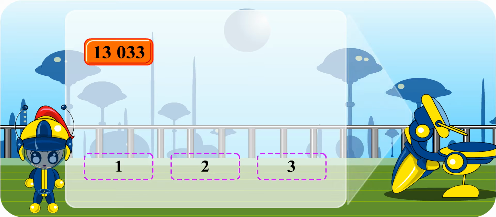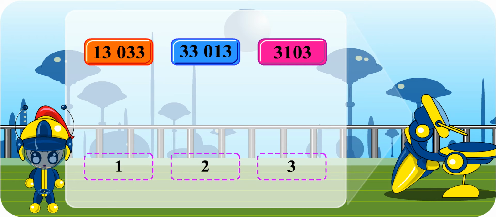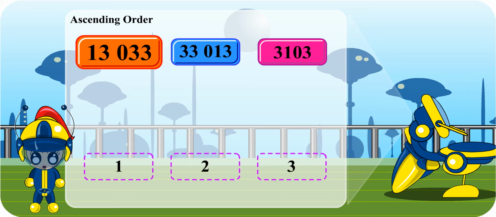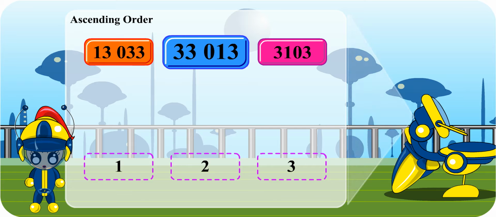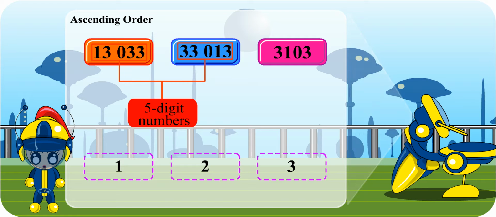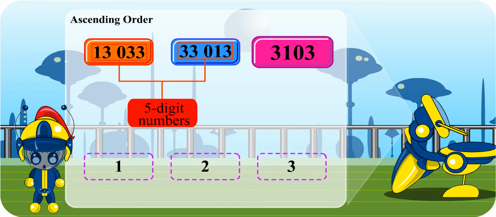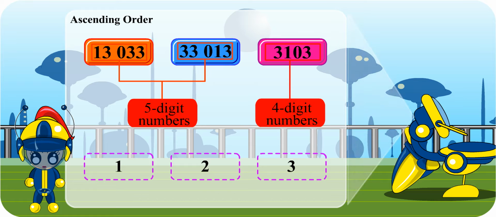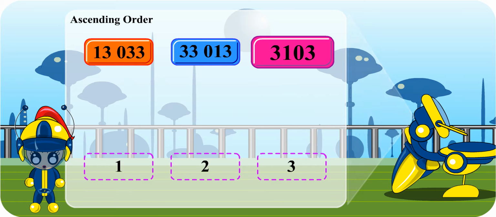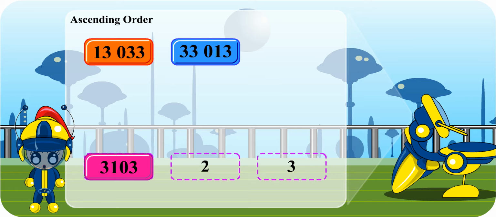What about arranging 13,033, 33,013, and 3,103 in ascending order? Well, I have noticed that 13,033 and 33,013 are 5-digit numbers and 3,103 is a 4-digit number. Since a 5-digit number is always greater than a 4-digit number, 3,103 is the smallest number.